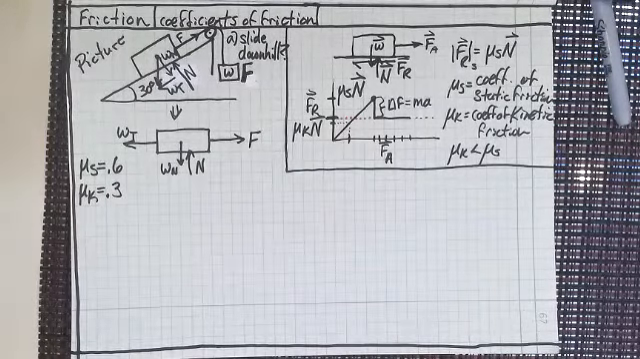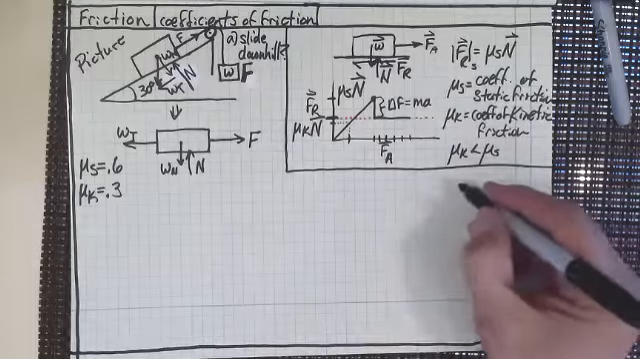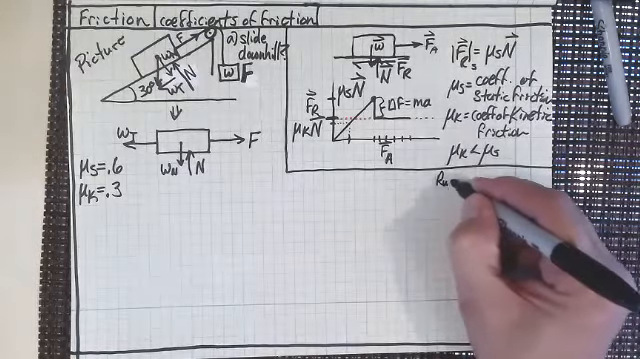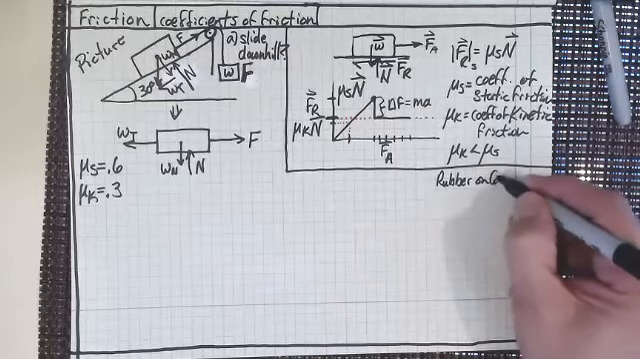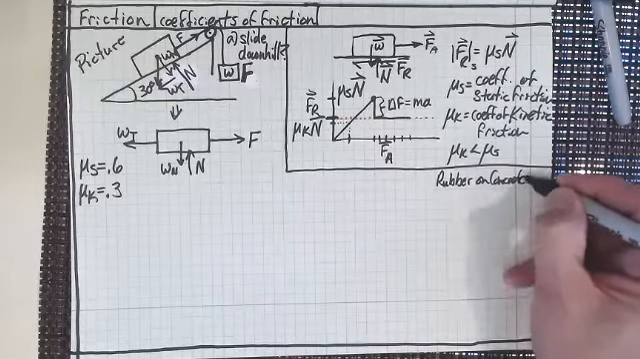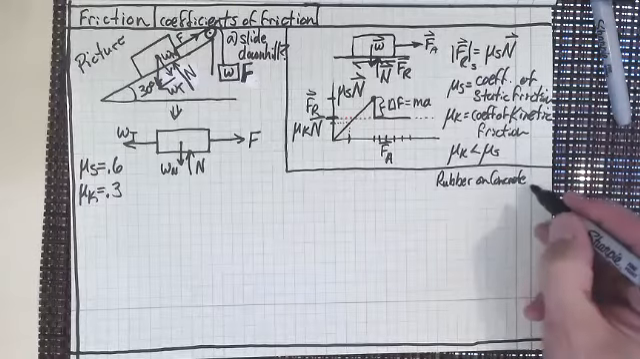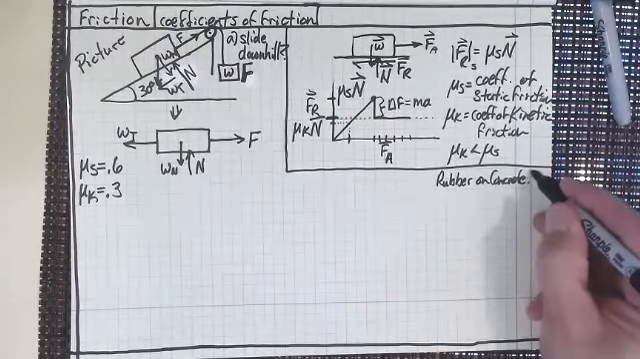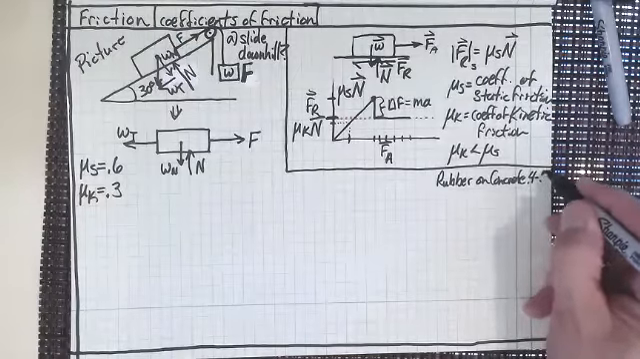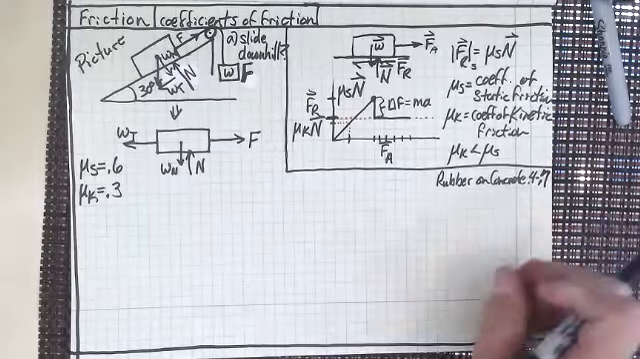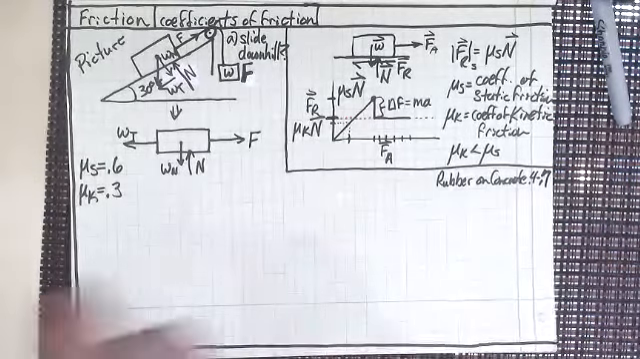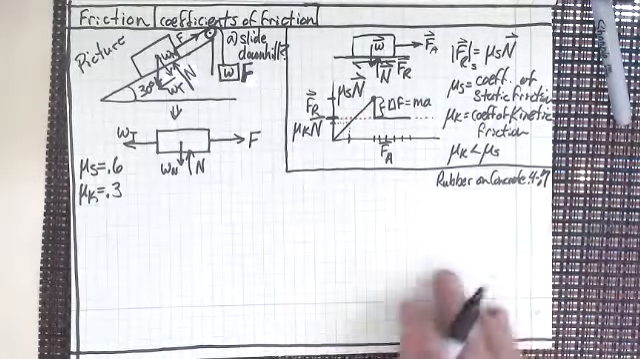Now you're probably saying, how does that correspond to rubber on concrete, right? So rubber on concrete, dry. Rubber on concrete dry is 0.4 to 0.7. That's a 7. Yes, it is. 0.4 to 0.7.